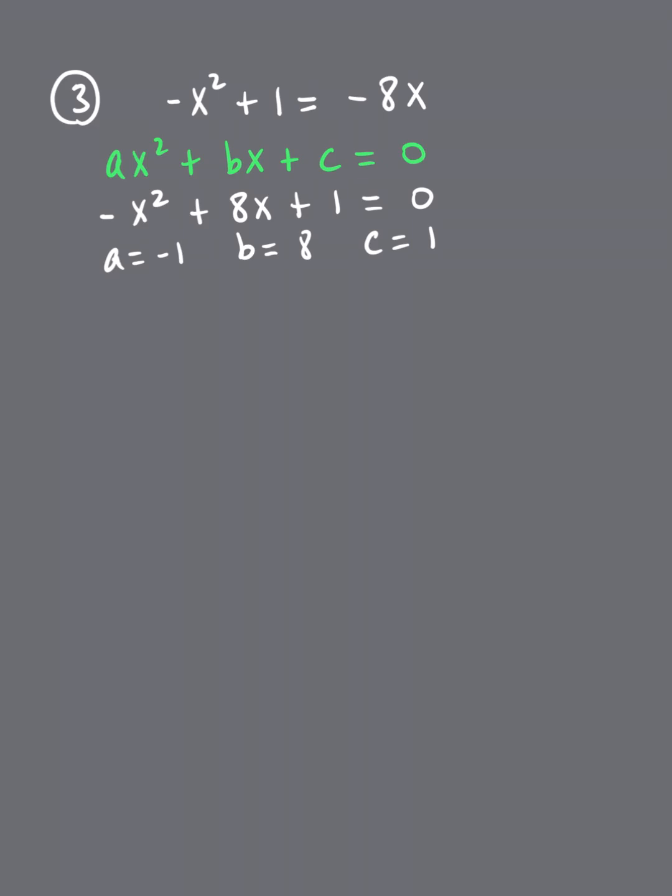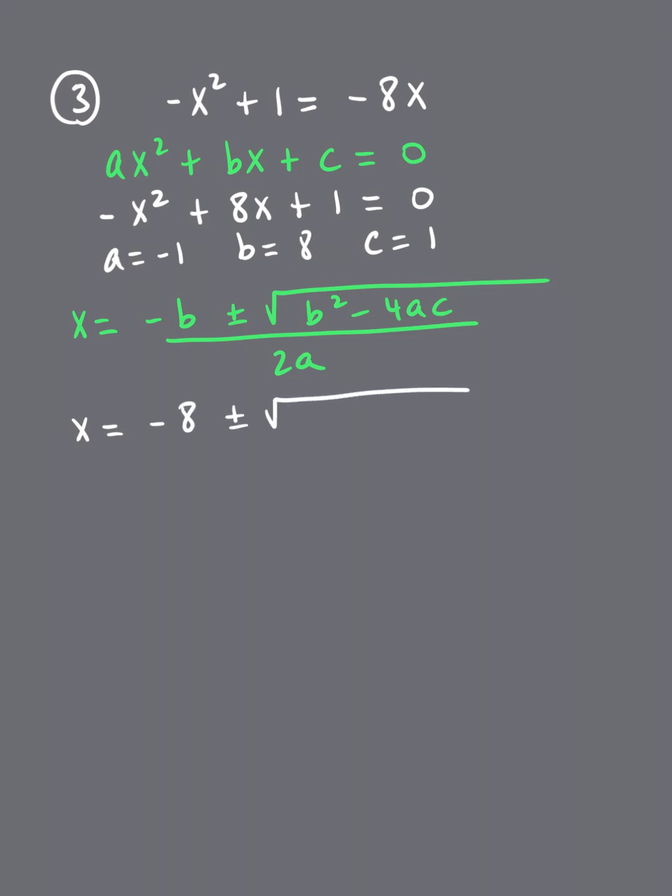Go ahead and write down the quadratic formula from memory and then unpause the video. So we have x equals negative b plus or minus the square root of b squared minus 4ac all over 2a. So we will have x equals negative b, so negative 8 plus or minus the square root. All right, we'll square 8, so that's 64 minus 4 times a, in this case negative 1, times c is 1, all over 2 times a, 2 times negative 1. Now we'll simplify.